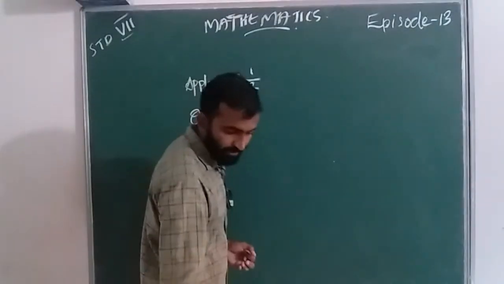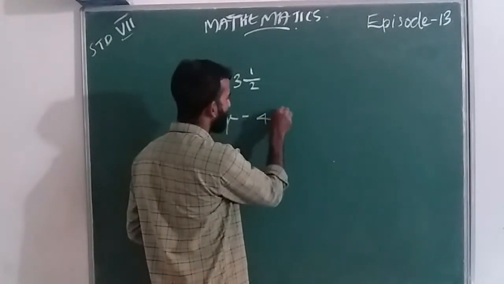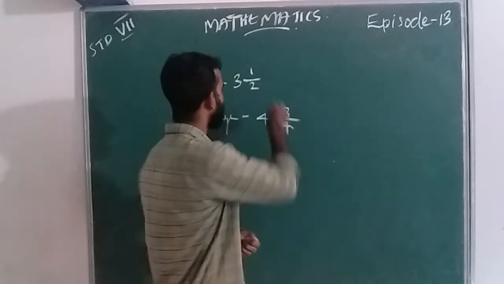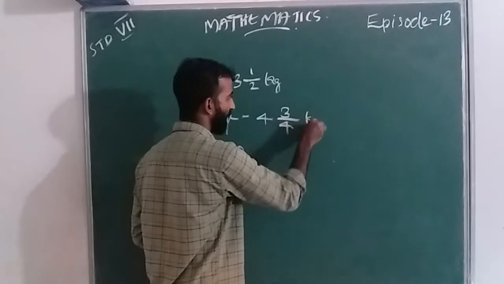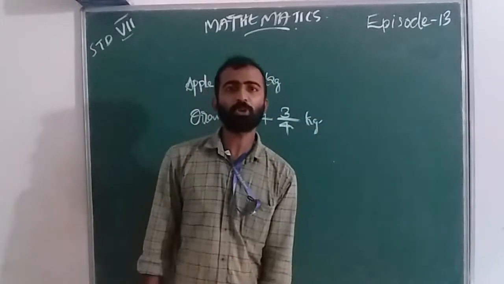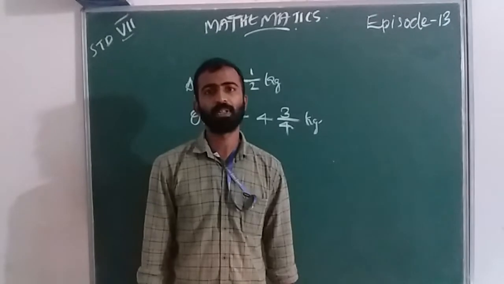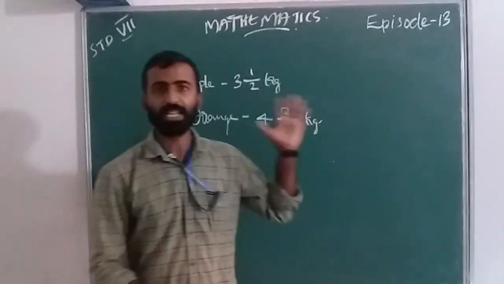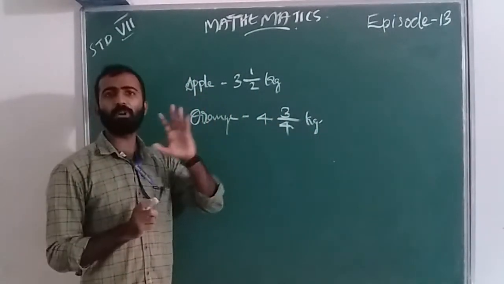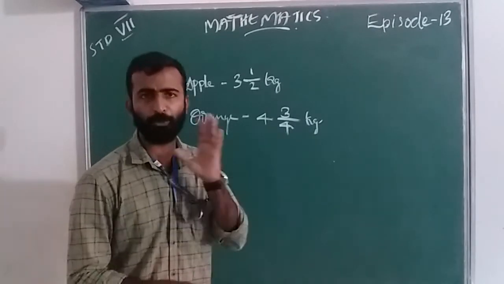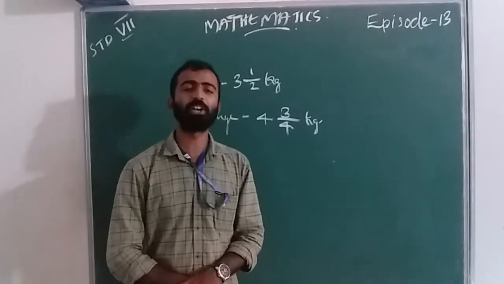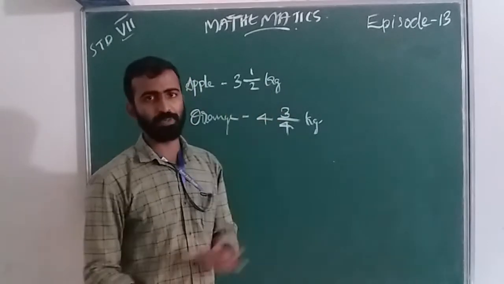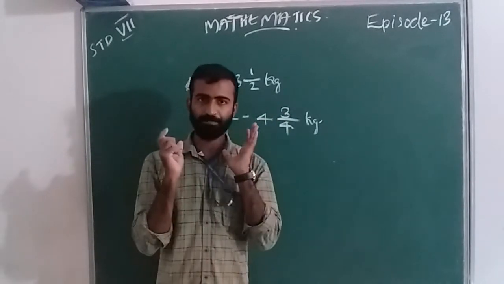And oranges are 4 and 3 by 4 kilos. We want to find the total weight of fruits Samira purchased. Here we know that apples are 3 and 1 by 2 kilos and oranges are 4 and 3 by 4 kilos. Any doubt? This is according to the question. We haven't started our answer.